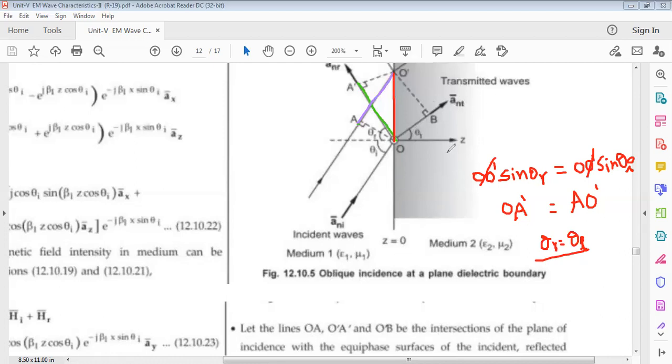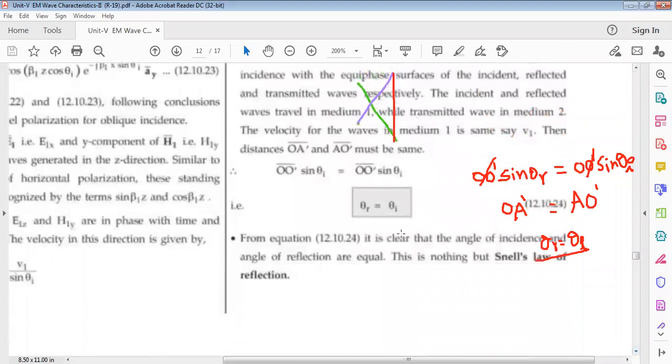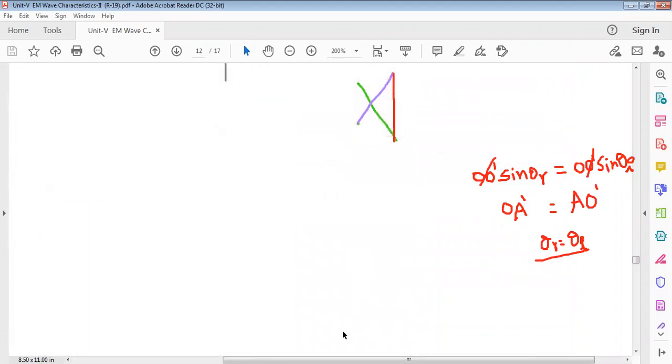See, my dear students, here theta R is equal to theta I. Then this theta R and theta I, we can call it Snell's law of reflection. Snell's law of reflection.